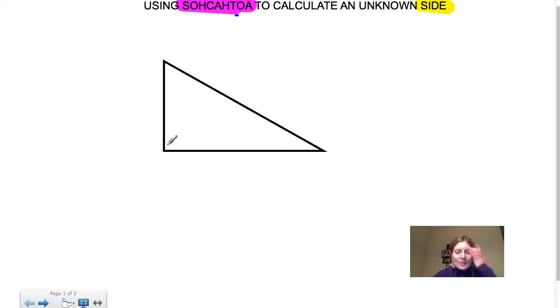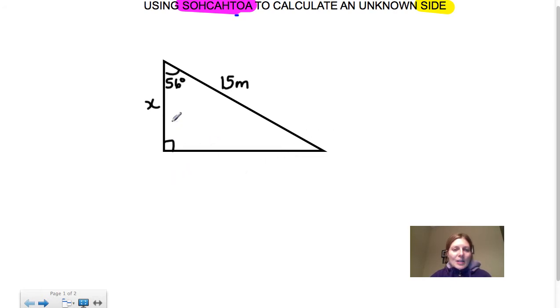Okay, this video is going to help us find out how to calculate an unknown side using SOHCAHTOA. Now, SOHCAHTOA can only be used in a right angle triangle, so there has to be this right angle there for us to use it. Let's say, for example, that I have this angle up here at the top that's 56 degrees, and I am trying to find out what length side X is. And I've been given that this hypotenuse here, the longest side, is 15 meters.